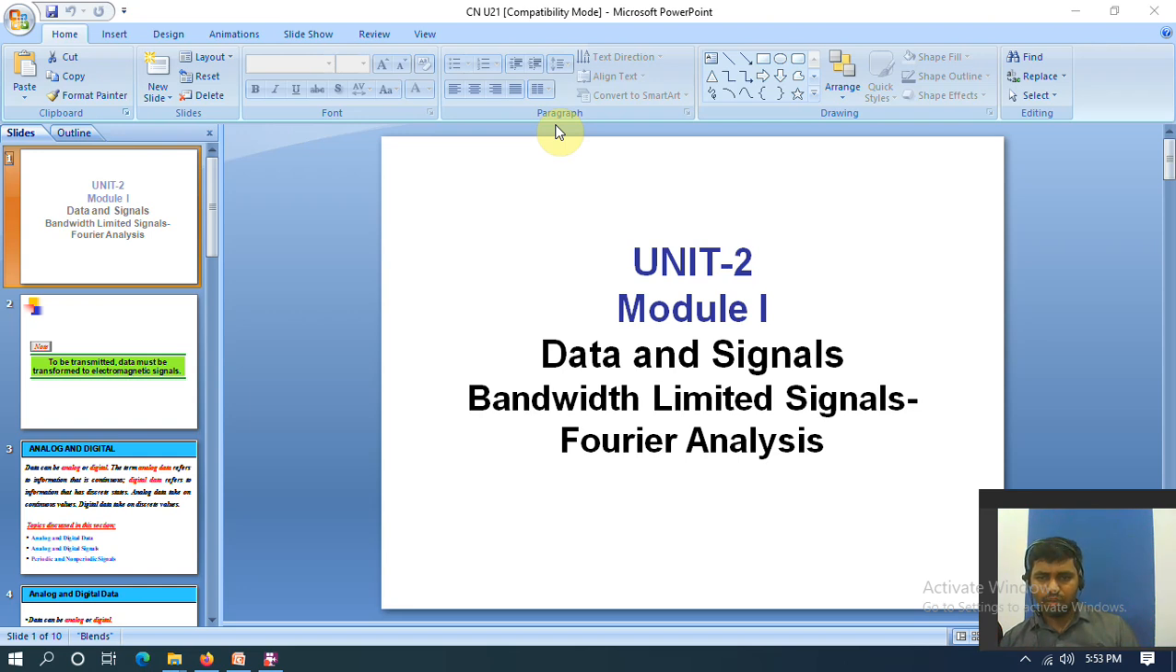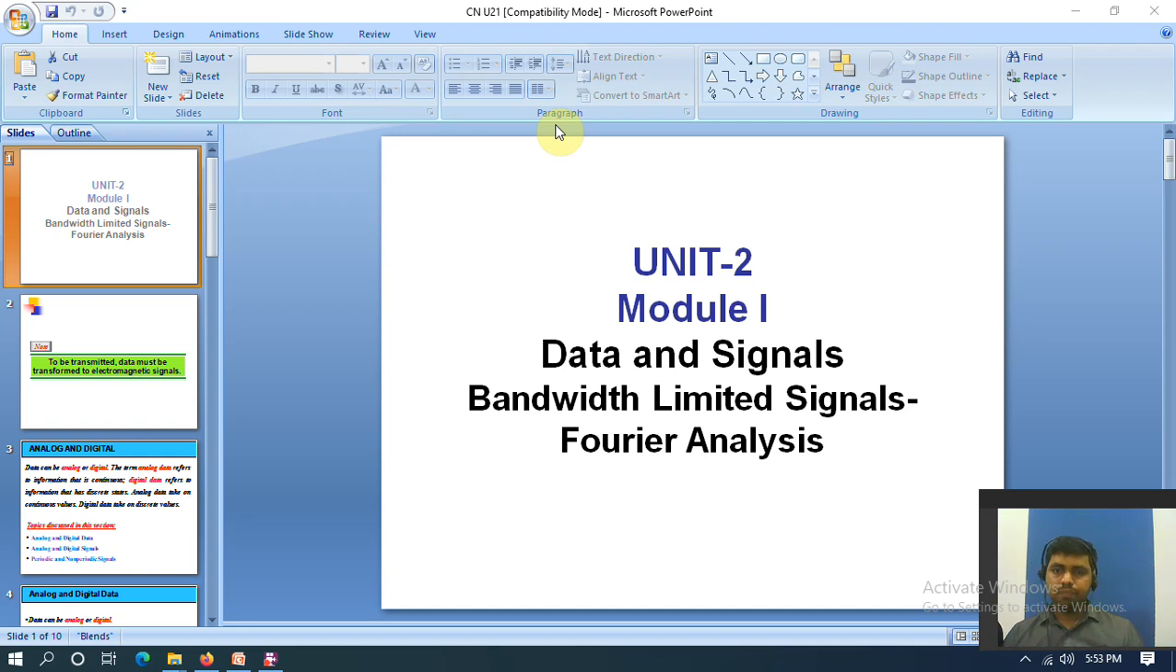Module 1 is introduction to computer networks, module 2 is network topologies, module 3 is LAN, WAN, MAN, and module 4 is the OSI reference model. Module 5 is the TCP/IP network model, and the 6th module is the comparison between the OSI reference model and the TCP/IP reference model. So this is about unit 1.